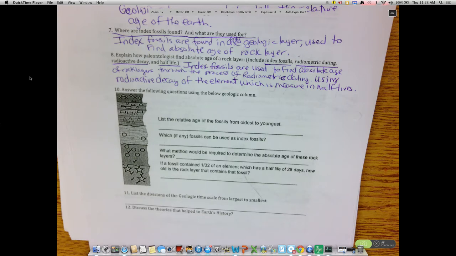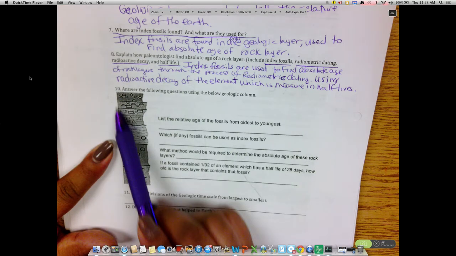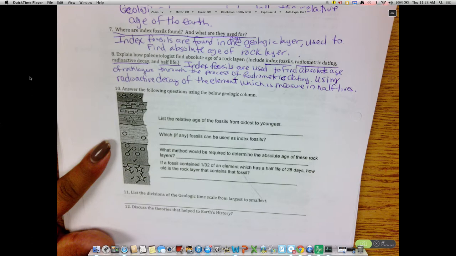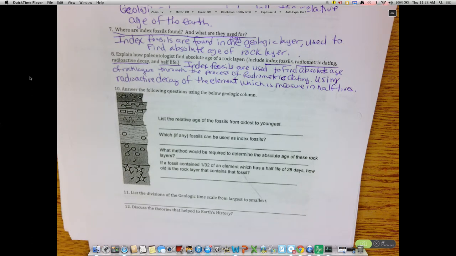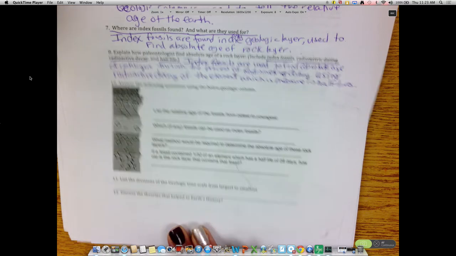Are we good? I mean, do you understand what we've done? Does this make sense? Okay. Looking down at your layered rock that you have here, for number 10, it says we're going to answer the following questions for the below geologic column. I'm going to move this up now. Is that good? Okay.